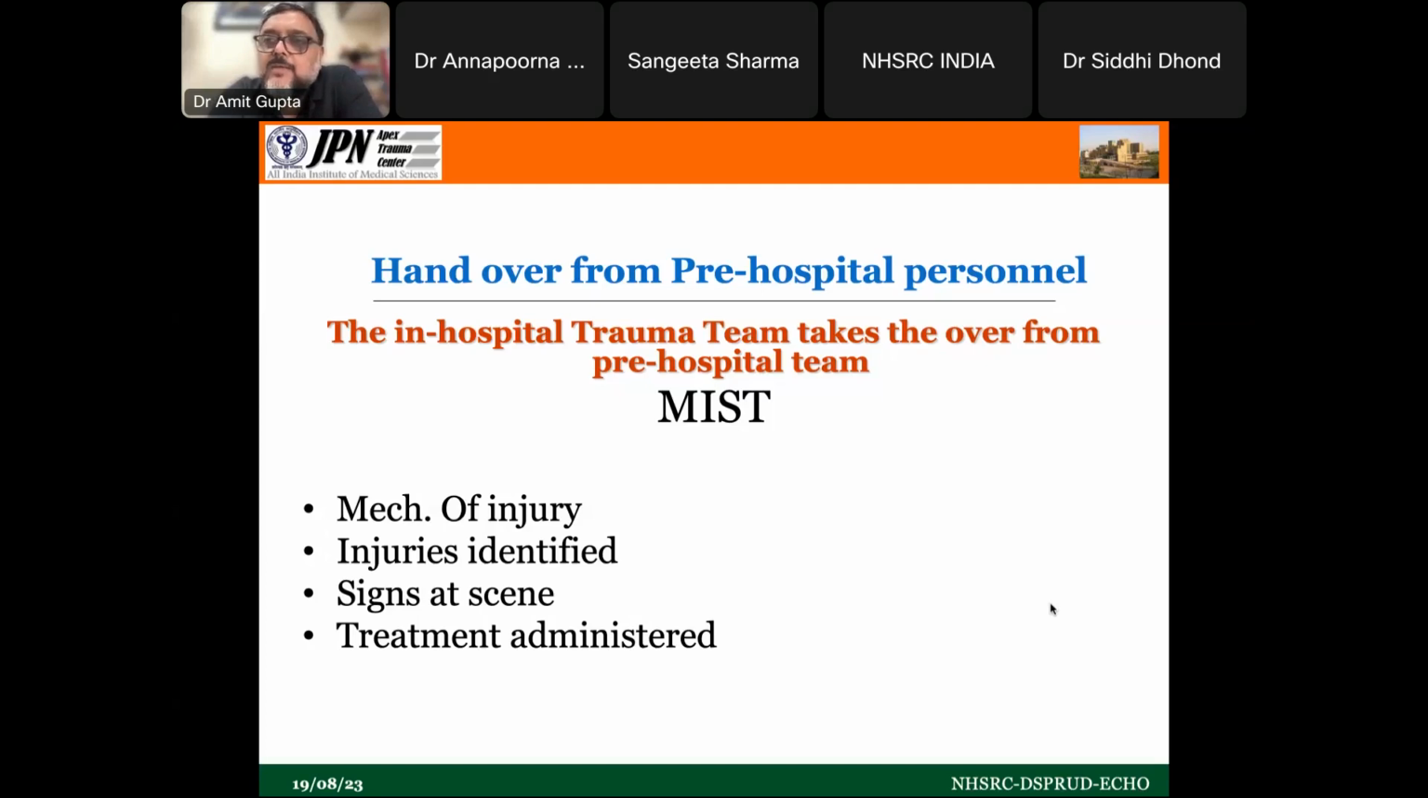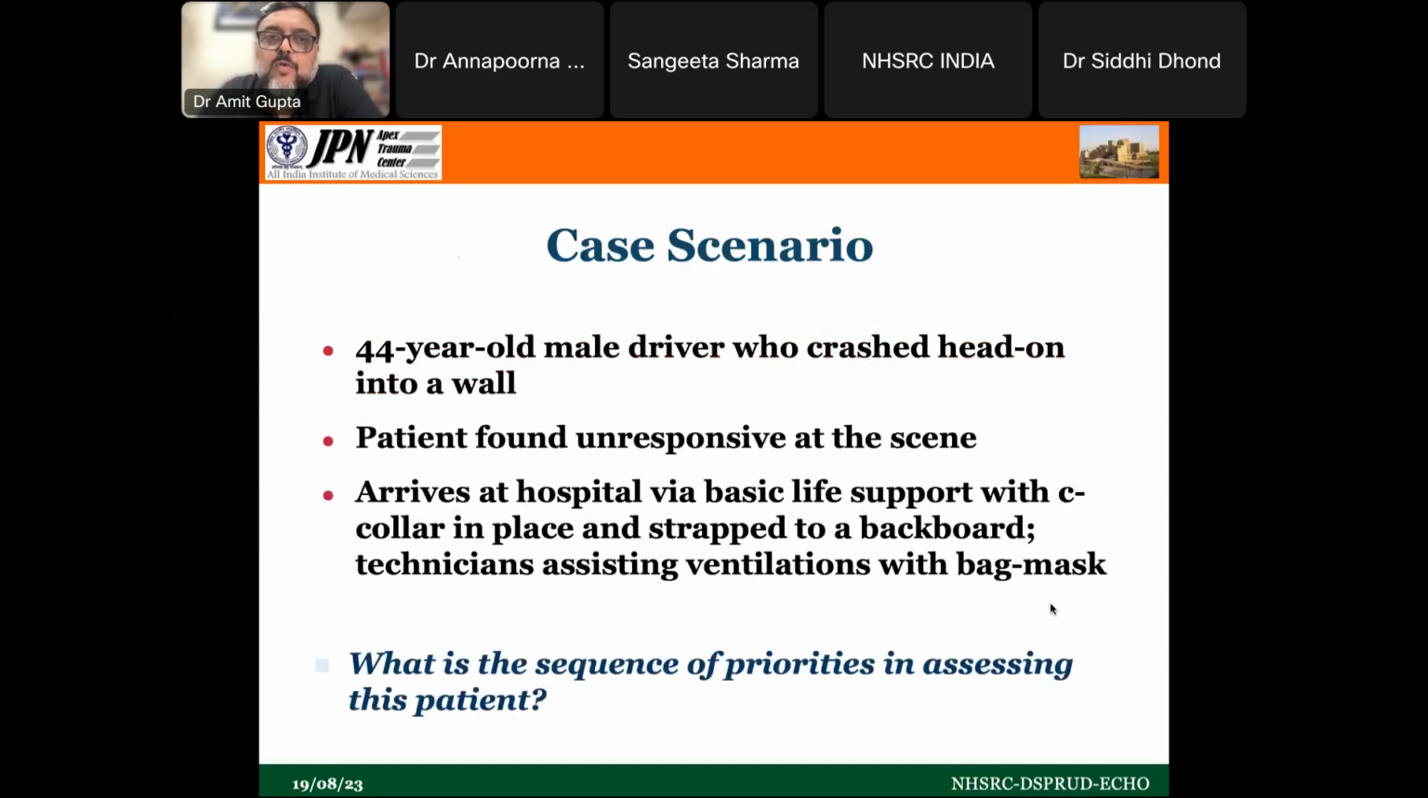You need to ask about the injuries, if any have been identified in the pre-hospital setting or in the previous hospital. We need to know the signs at the scene, that means the vital signs, and if at all any treatment was administered before he arrived at your hospital. So this is known as MIST: mechanism, injuries, signs and treatment history. This is just what you need to know.